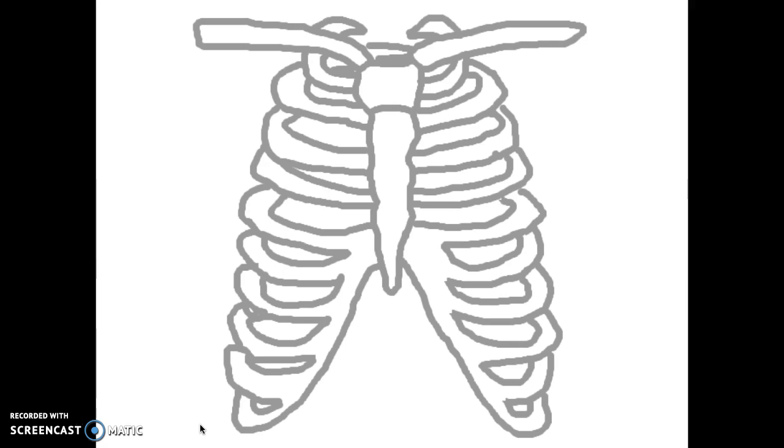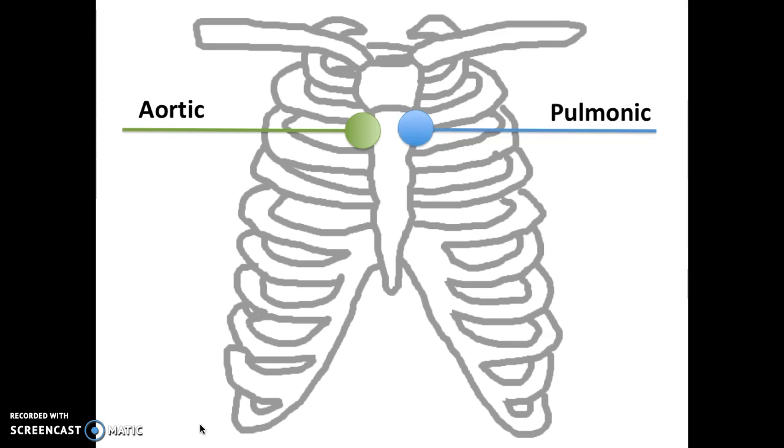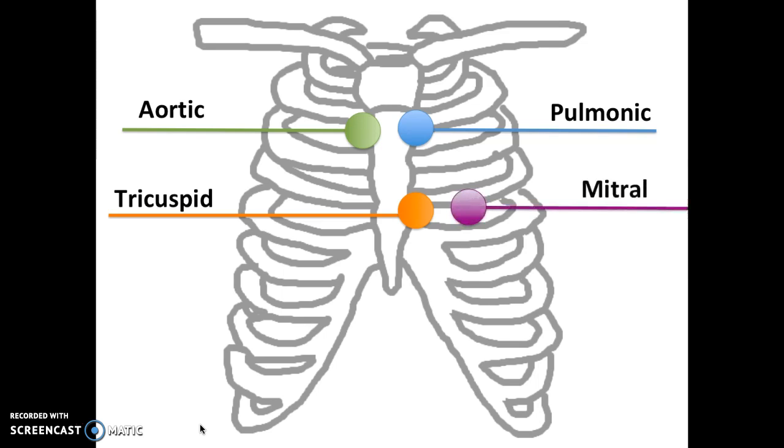So you might remember the mnemonic APTM. I find this really helpful. Basically what this refers to is that the A, aortic, would be at the right side of our sternum, the second intercostal space. The pulmonic murmurs would be on the left side, still the second intercostal space. Tricuspid would be a little bit lower on the left side, so this would be the fourth intercostal space by the sternum. And then the mitral valve would be heard at the apex.